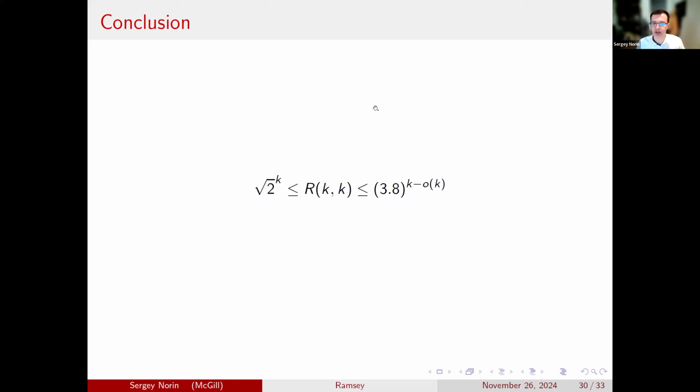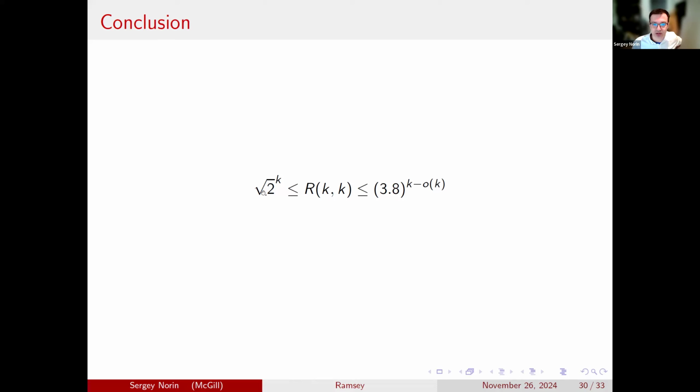So to conclude, let me mention, currently the bounds on the diagonal two-color Ramsey numbers stand between root 2 to the power k and roughly 3.8 to the power k. 3.8, right, it's not exact, and one can further fiddle with our argument or with the original argument to get something slightly better. But actually, I don't see much room beyond what we did. So offhand, I would be very surprised if, without much new ideas, one can improve this 3.8 to 3.75. We tried hard to optimize the numbers here, unlike the original group.